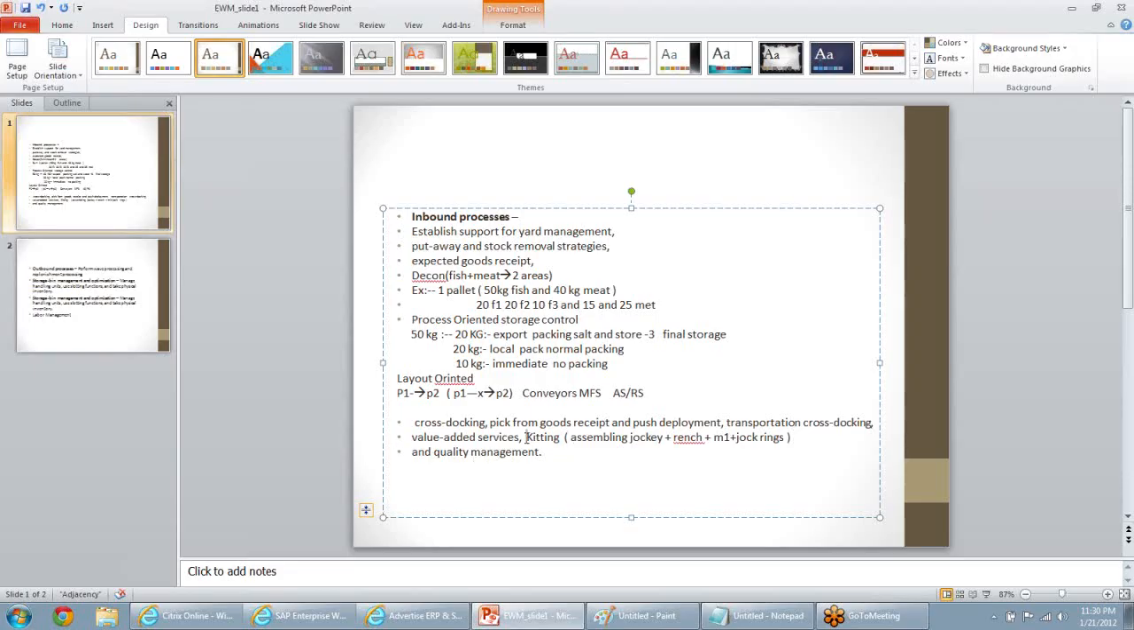So in kitting, sometimes I can store the kits into stock, or I can order them also. So we have two scenarios. One is KTS, which is called kit to stock, and the other is kit to order.